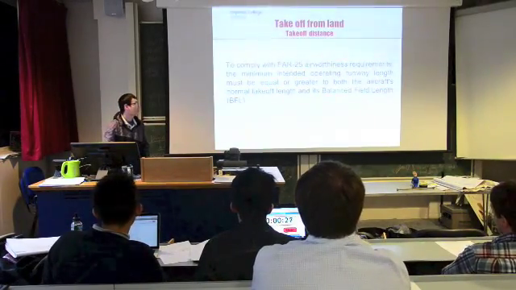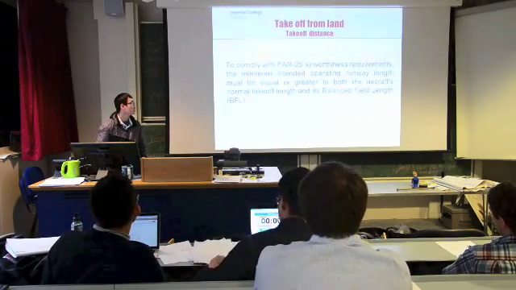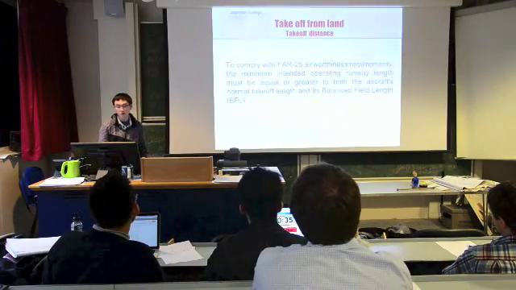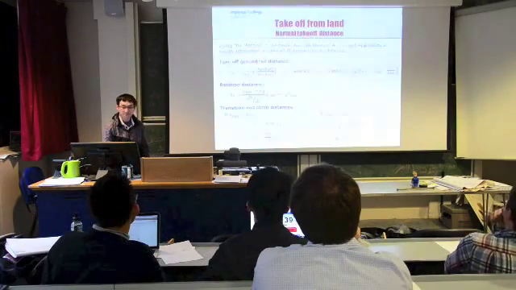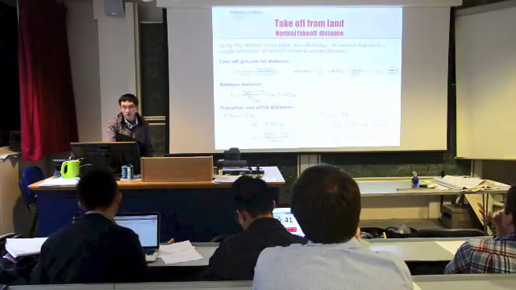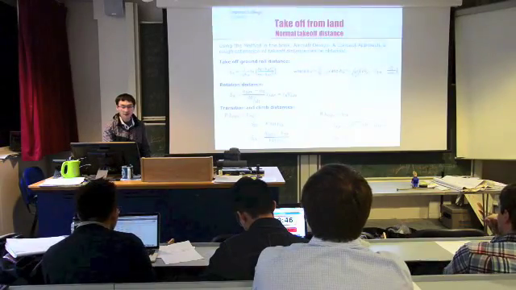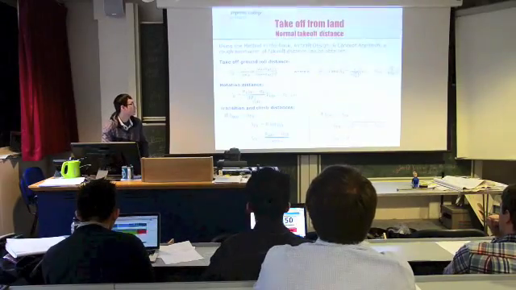To comply with the FAR 25 airworthiness requirement, the minimum intended operation runway length must be greater than or equal to both the normal takeoff length and its balanced field length. The method for calculating each segment distance can be found in the book Aircraft Design: A Conceptual Approach.